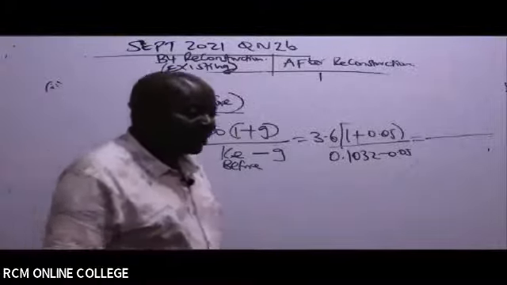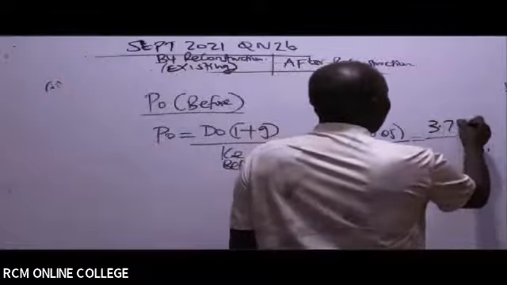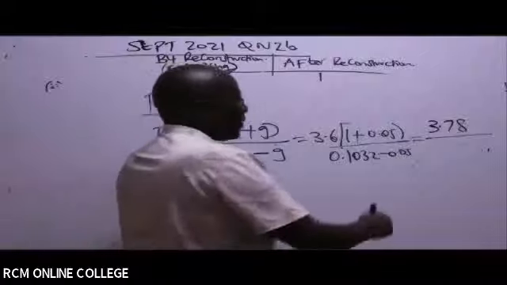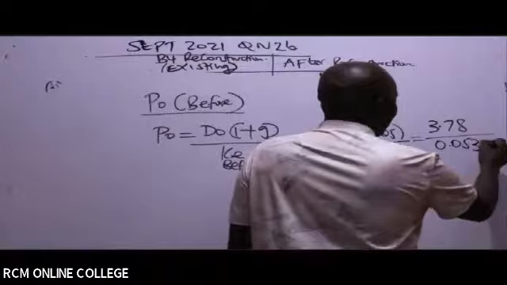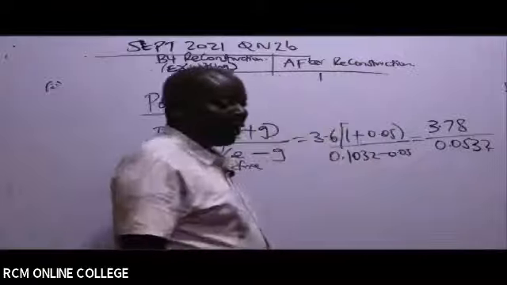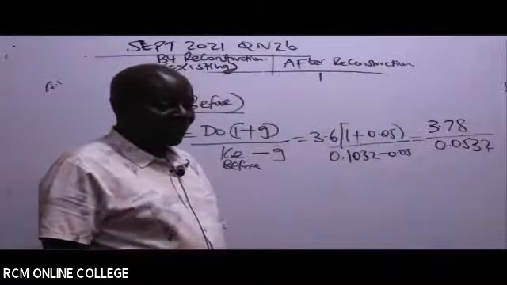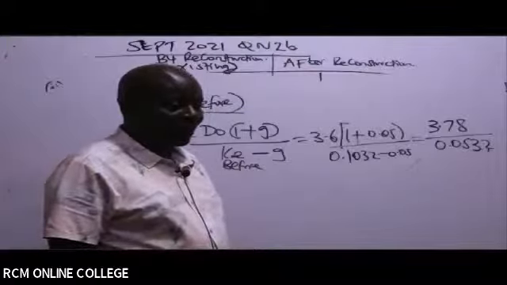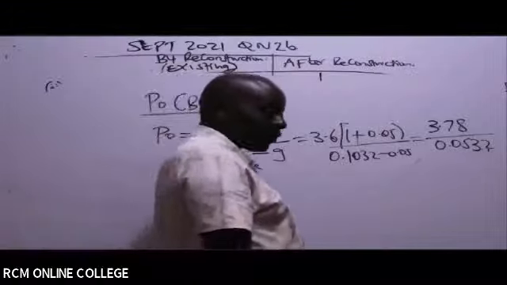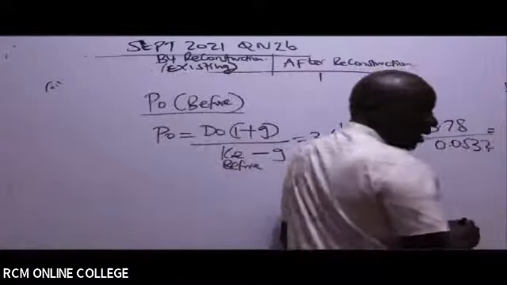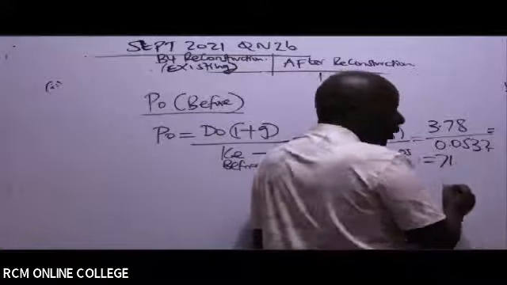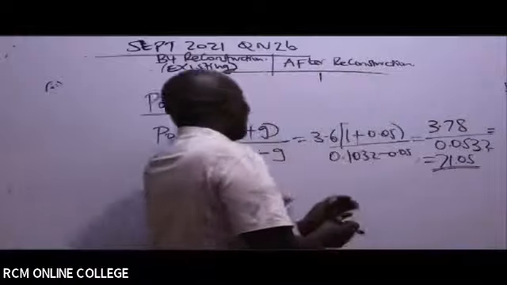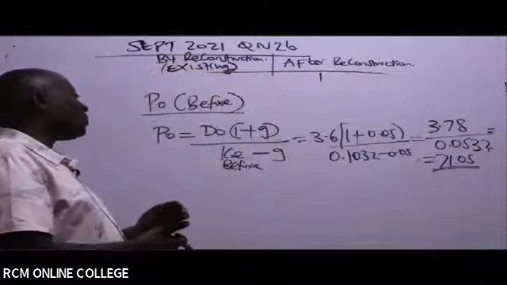So 3.78. Divide this by, according to Metrin, 0.0532. Yeah, so Mildred is giving me a figure of 71.05. So that is the current price per share.